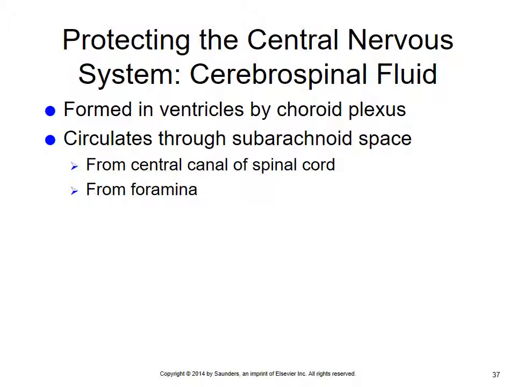CSF is a clear fluid and is similar in consistency to plasma. Some of the CSF flows through the central canal, which is a hole in the center of the spinal cord. It eventually drains into the subarachnoid space at the base of the spinal cord. A second drainage path is through the foramina near the brain.